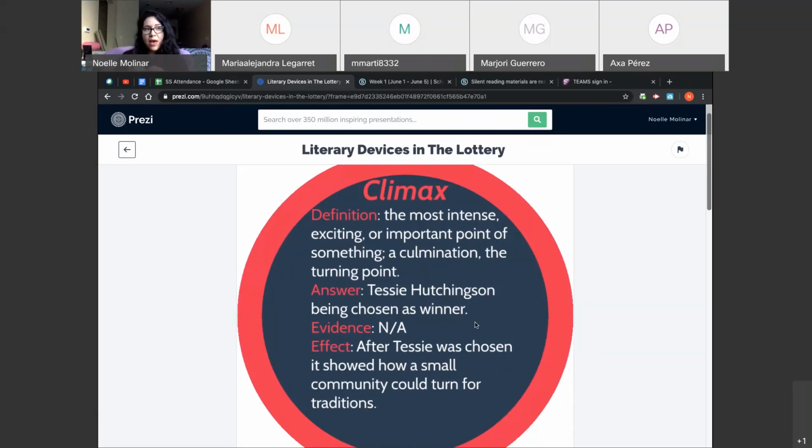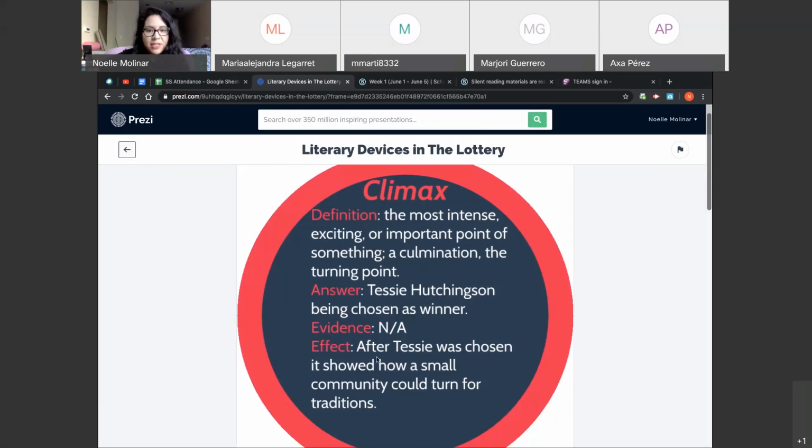We find out that Bill Hutchinson is the one who gets a paper. So now that we know his family is the smaller group that's selected, it intensifies a little bit more. And then finally, within his family, they draw the slips of paper again. And then, bam, now we know who the winner is. And then we find out what her prize is. So that is that highest point of tension. And after that, we have a lot more information and we know how the story ends.